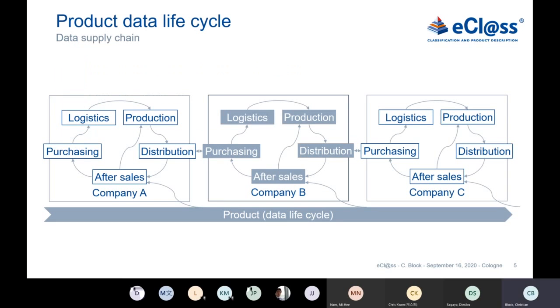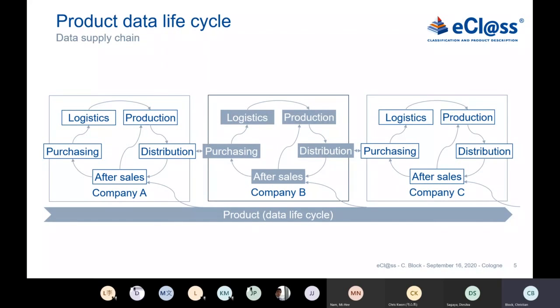Let me start with the short problem statement. I think you come from the product sector, so this is a good, understandable problem. We have different companies exchanging product data. We are looking at the product data lifecycle, or let me call it a data supply chain. In between different companies, we have to exchange product data and product descriptions in a way that each party in this communication chain understands the sender of the message.